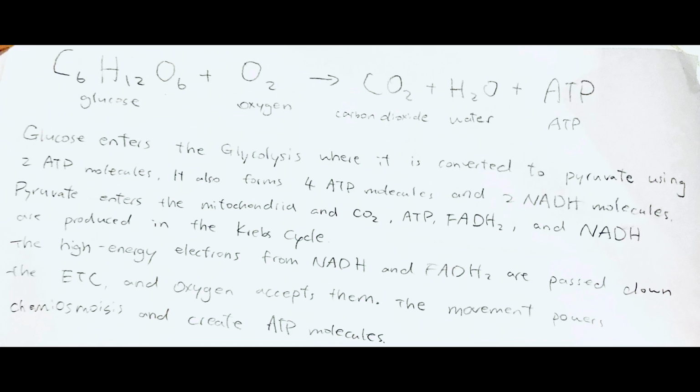The high-energy electrons from NADPH and FADH2 are passed down the ETC, and oxygen accepts them. The movement powers chemiosmosis and creates ATP molecules.